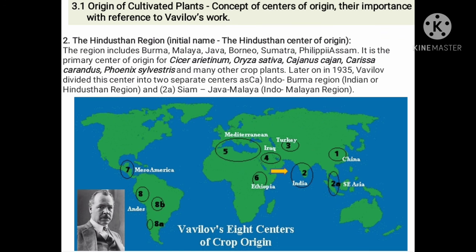After completion of the first center, the second center is the Hindustan region, initially named the Hindustan Center of Origin. The region includes Burma, Malaya, Java, Borneo, Sumatra, Philippines, Assam. It is primarily the center of origin for Citrus aurantium, Oryza sativa, Cajanus cajan, Carissa carandas, Phoenix sylvestris, and many other crop plants. Later on, in 1935, Vavilov divided this center into two separate regions: the Indo-Burma region, that is the India and Hindustan region, and Siamese Java Malaya, that is the Indo-Malayan.